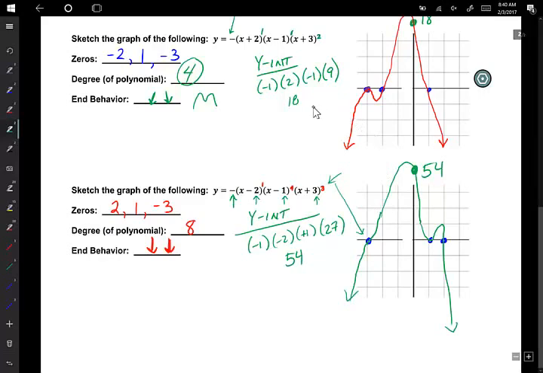The end behavior will always be the sign at the front term.